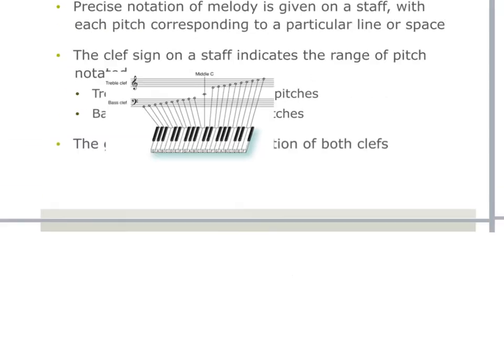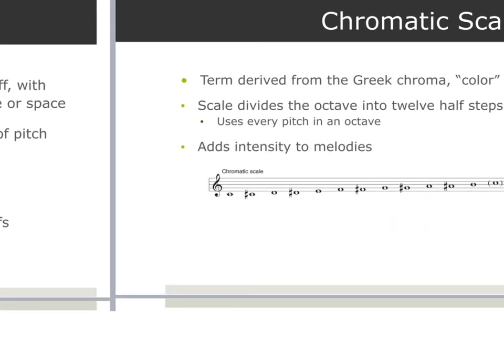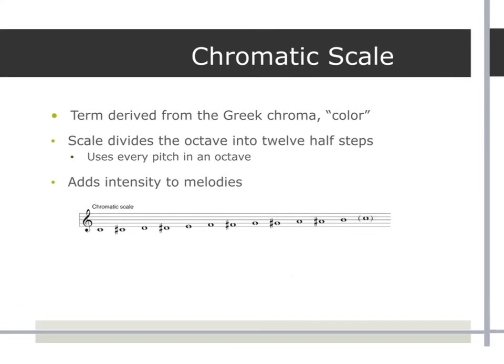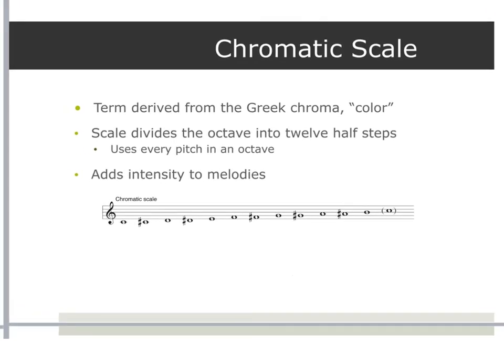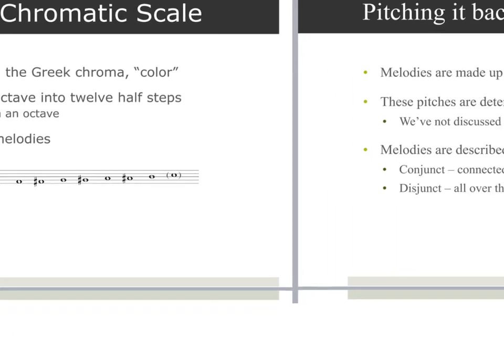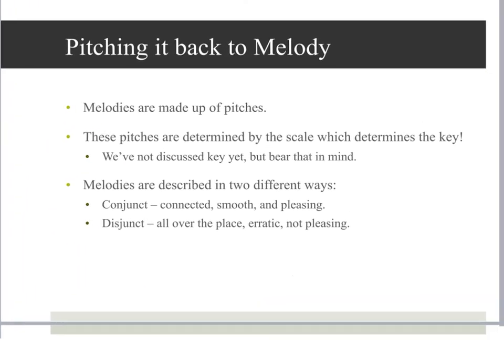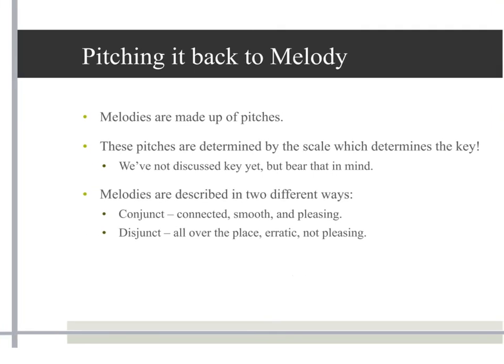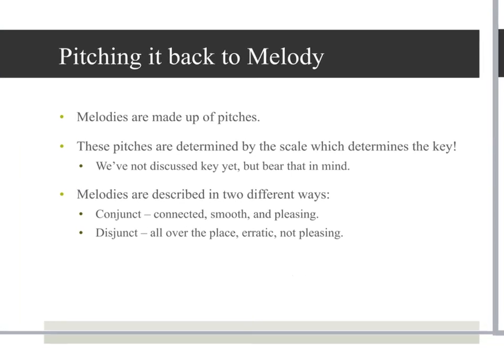Okay, bring this back down. All right, so a couple more scales to talk about really quickly here. The chromatic scale uses all 12 half steps, and it's a very colorful scale. It has no sense of tonal center. It adds intensity to melodies, and we really like it. Melodies are made up of pitches, and we use the pitches to determine the scale, which determines the key. So there are songs that are in the key of A minor, so that means that all the pitches are going to center around A.